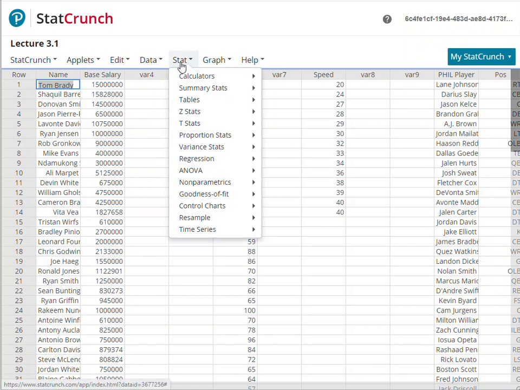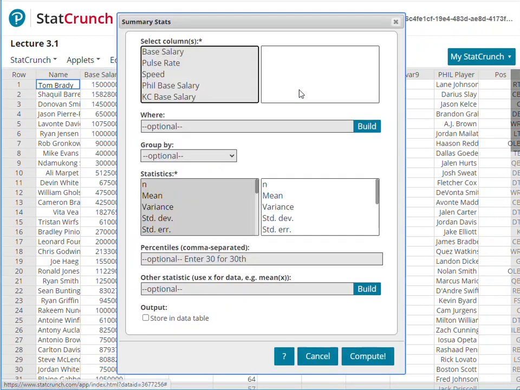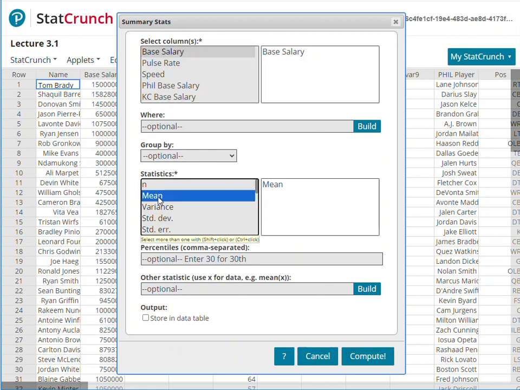To do that, I'm going to go to Stat, Summary Stats, Column. I'm going to choose the first base salary that you see here. And then inside of this statistics box, I'm going to select our three measures of central tendency. Select mean first, then I'm going to scroll down, hold the control button and select median, and then at the very bottom hold control and select mode. So all three of those values are going to be calculated, and you can see them here on that blank.